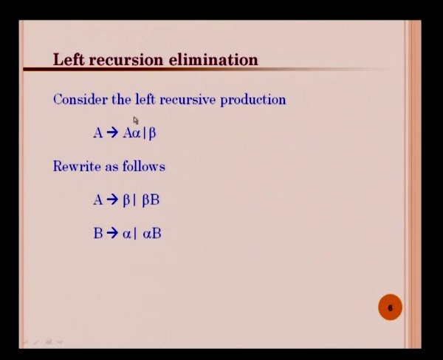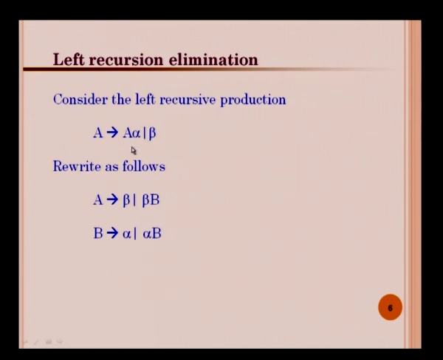So here is a production we have, that is A derives A alpha or beta, which is left recursive. Now we are going to rewrite this production in this way. Definitely this A is going to recognize beta, so I will be writing A derives beta, and sometimes if it starts with A, there is A alpha, it will be continuously generating, that is A followed by A alpha, A followed by A alpha.